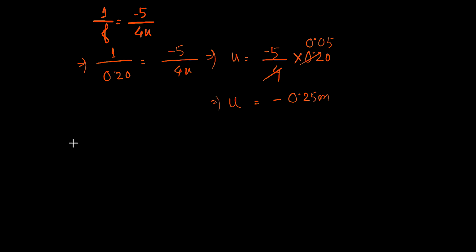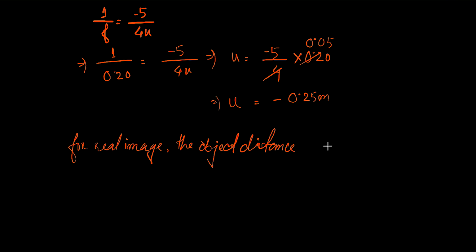If you write down for real image, the object distance, okay, object distance is how much? Minus 0.25 meter. Now we will move to our next condition.